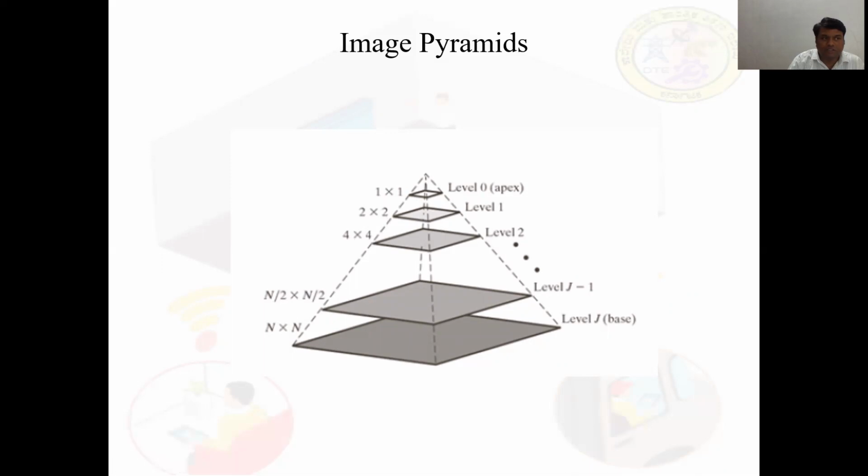It is devised for machine vision and image compression algorithms. The base of the pyramid contains a high resolution representation of the image being processed. The apex contains a low resolution approximation. As we move up the pyramid, both size as well as resolution decrease. See here N by N, and here N by 2 into N by 2, N by 4 into N by 4. Like that, it decreases.